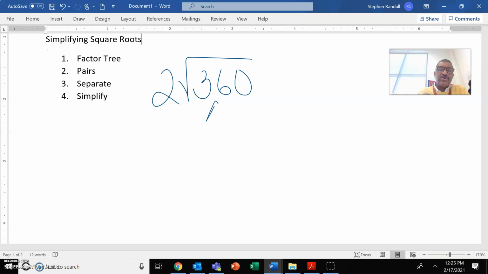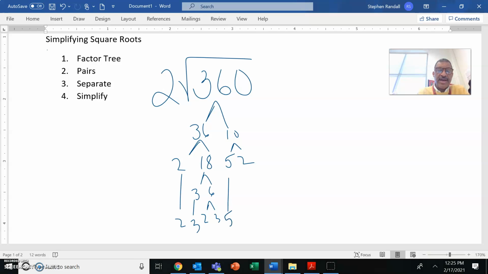So let's do our factor tree. 36 times 10 is 360. 10 is 5 times 2. 36 is 2 times 18. 3 and 6. 2 and 3. So if I bring all of those down, 2 on the square root of 360 equals 2 on the square root of 2 times 3 times 2 times 3 times 5 times 2.